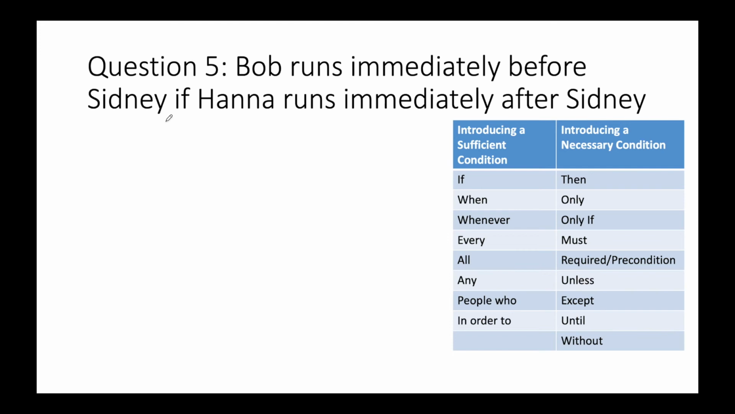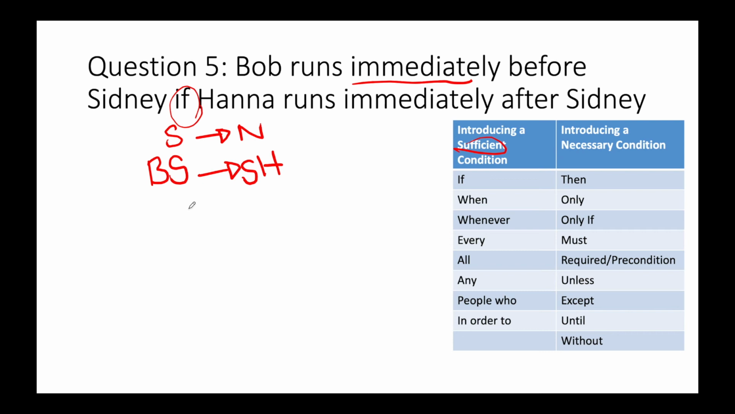Okay, now moving on to question 5. Bob runs immediately before Sydney if sufficient. This time we know where the location is, so Bob is before Sydney. If, meaning this is our sufficient, Hannah runs immediately after Sydney.